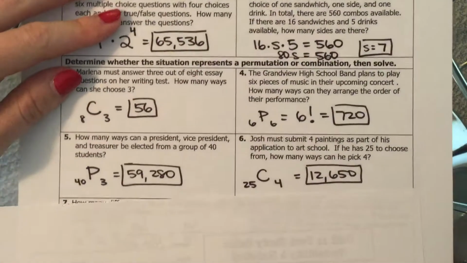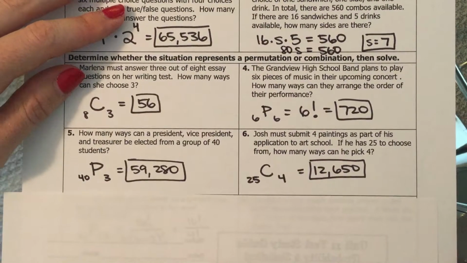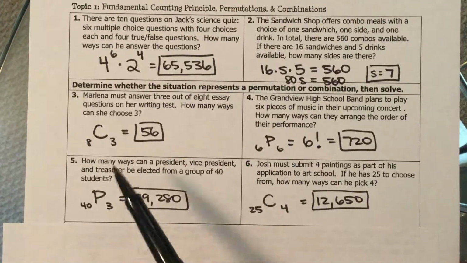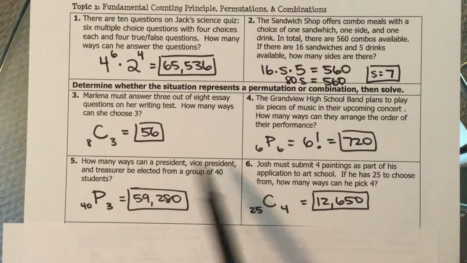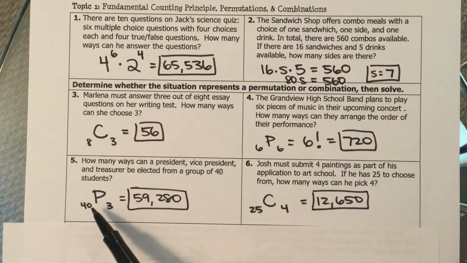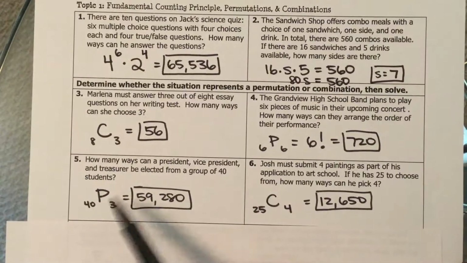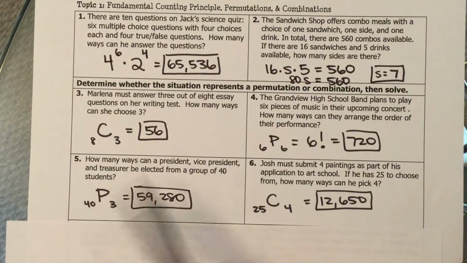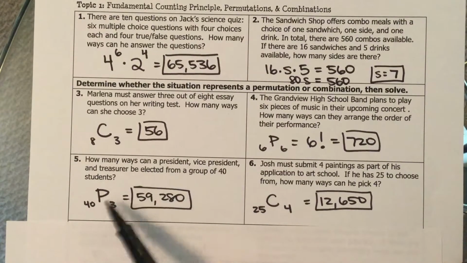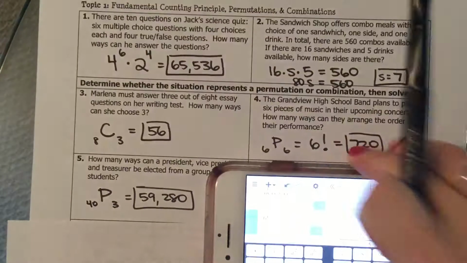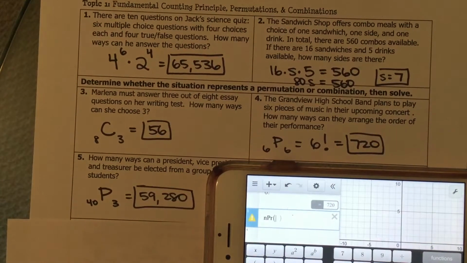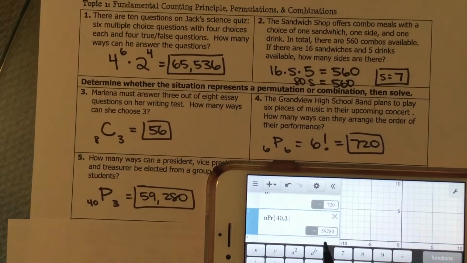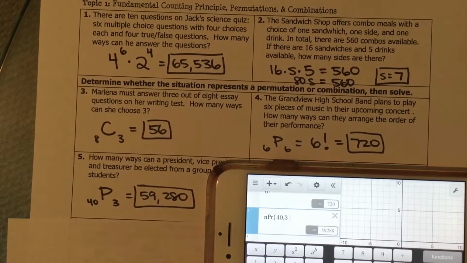All right, next ones. I made it pretty far before I realized it wasn't recording. How many ways can president, vice president, and treasurer? So when you have different assignments like that, it's definitely a permutation because it matters which person is in which position. So there are 40 students, and we are selecting 3 different officer positions. So again, in Desmos, this time the function we use is the P for permutation, and 40 choose 3. So that ends up being 59,280.